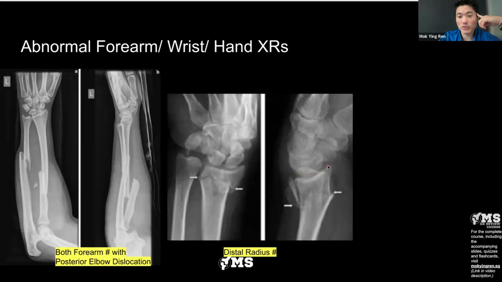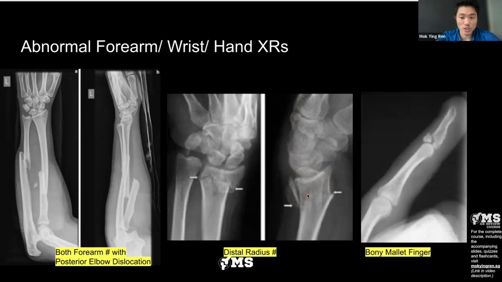And look at this x-ray over here. There is supposed to be a volar tilt in this direction that my laser pointer is showing, but now it becomes a dorsal tilt. It is tilting dorsally. This is the back of the hand. So these parameters are disrupted in the distal radius fracture.